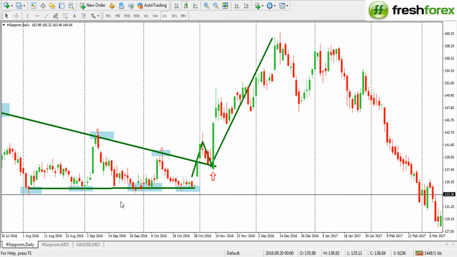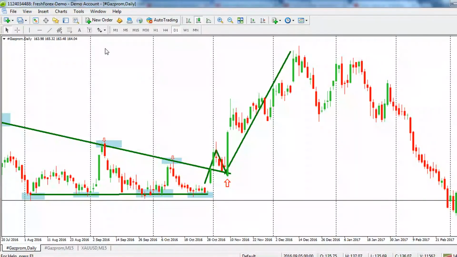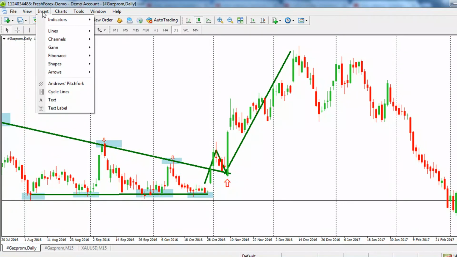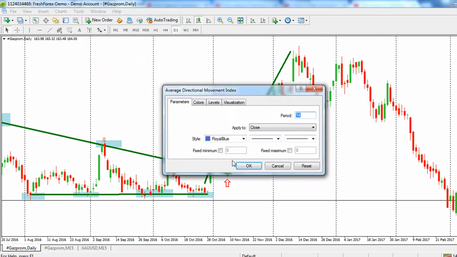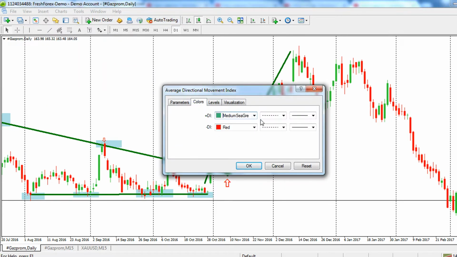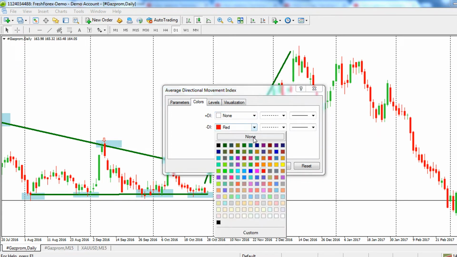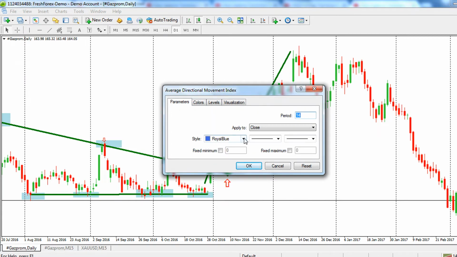To add it on your screen, this is what you need to do. You need to come here, insert, then indicators, and then it's the very first one at the top. So the first thing which I'm going to do, I'm going to add these lines one by one. I'm going to remove them first of all, then I'm going to add them individually.